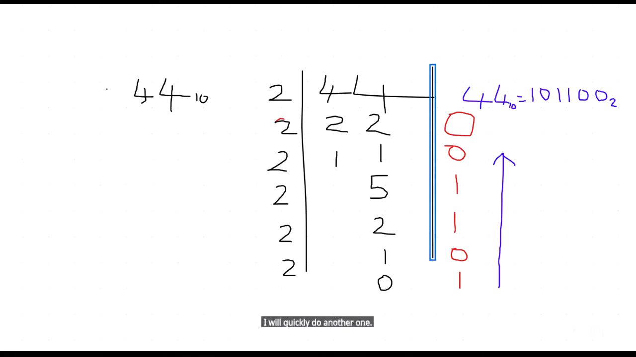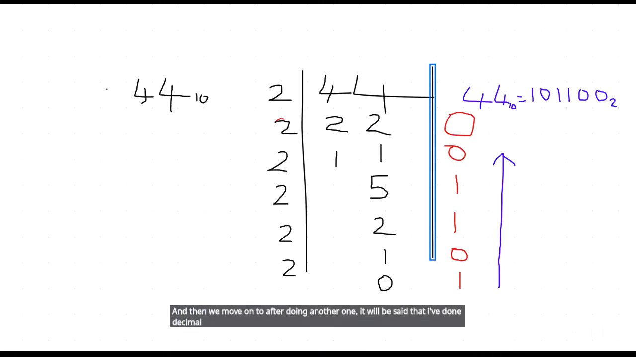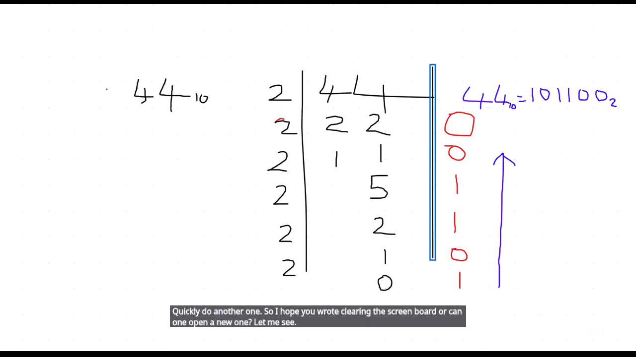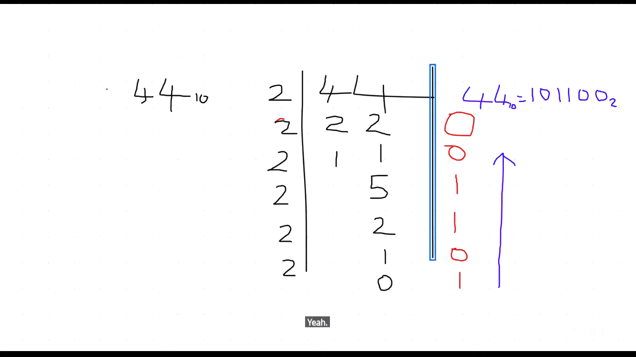I've done it. I will quickly do another one, and then we move on after doing decimal to binary. I'm clearing the screen board, or can one open a new one? Yeah, okay, one can open a new one. Let me pick a number by myself. Well, this one is so easy. Let me pick 23.